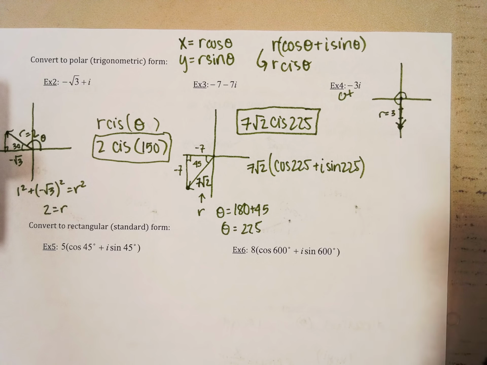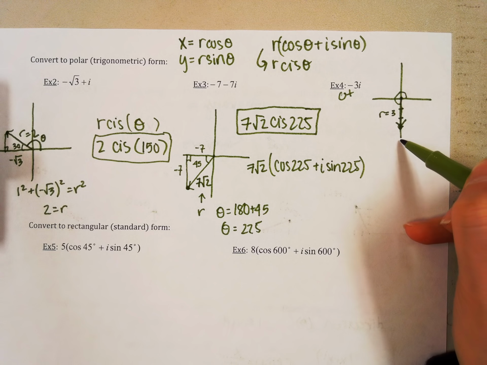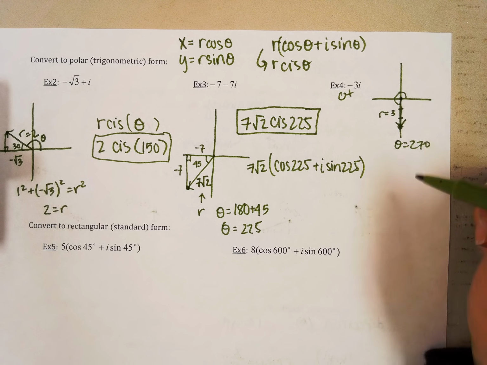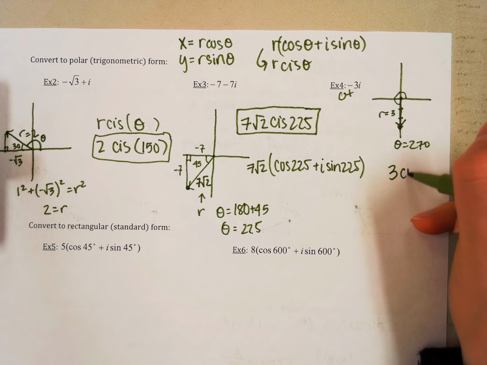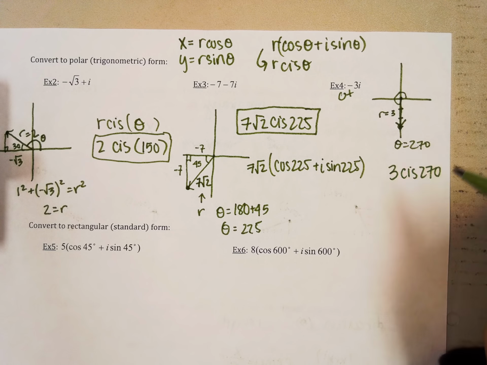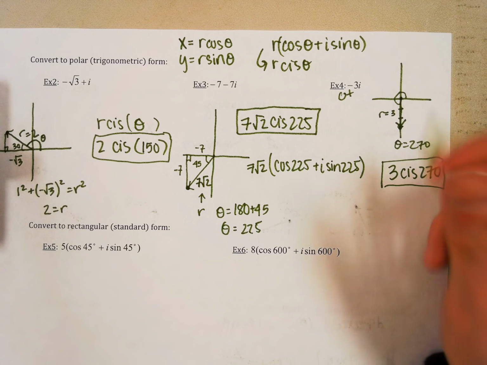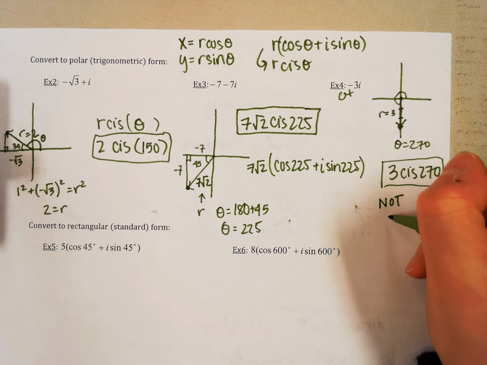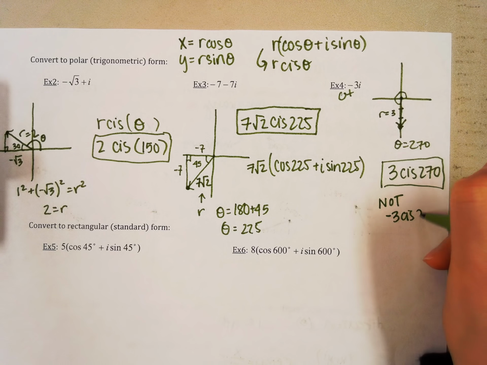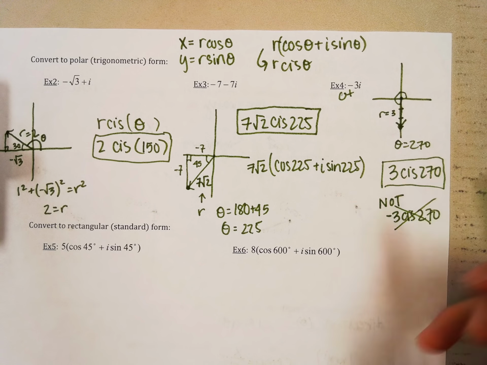Our angle is on the y-axis. Down here, that's going to be at 270 degrees. So our answer is 3 cis 270. And I want you to make a little note here that it's not -3 cis 270. That R value is not negative.